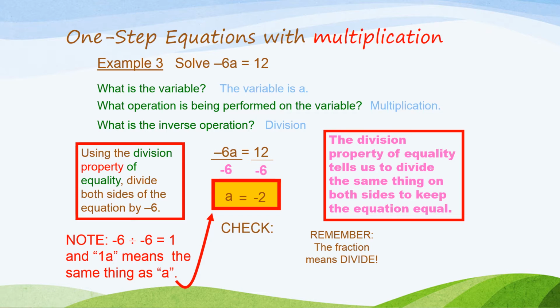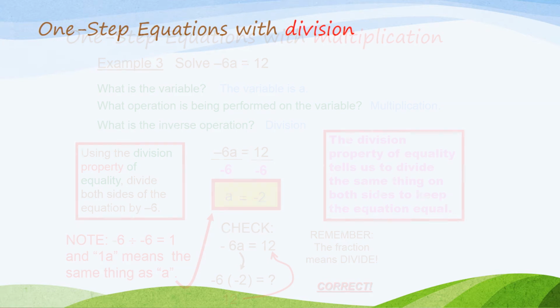But to make sure, I'm going to check. So I take my original problem. I take my negative 2 and plug it in for a. And then I do the math. Negative 6 times negative 2 equals 12. Does it match my original equation? It does. So it is.